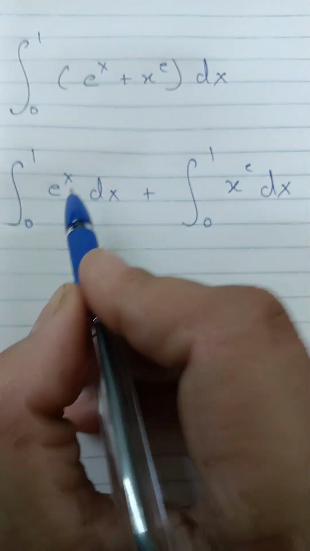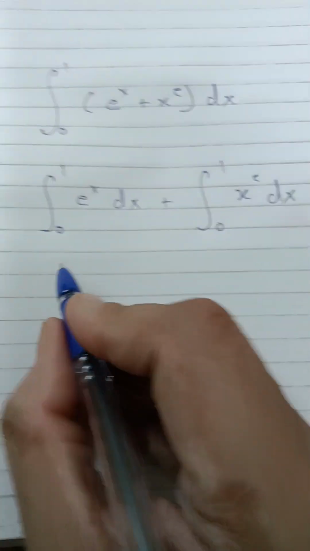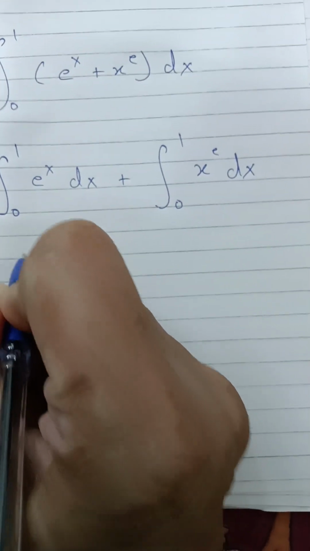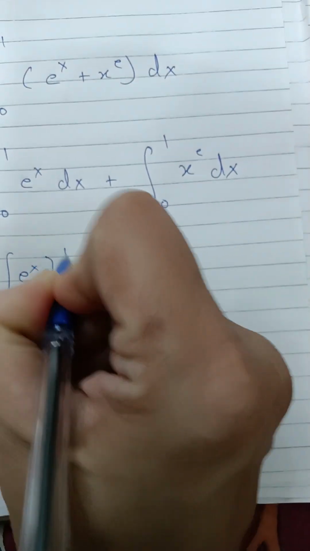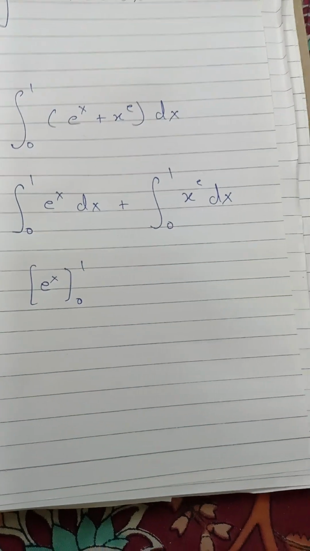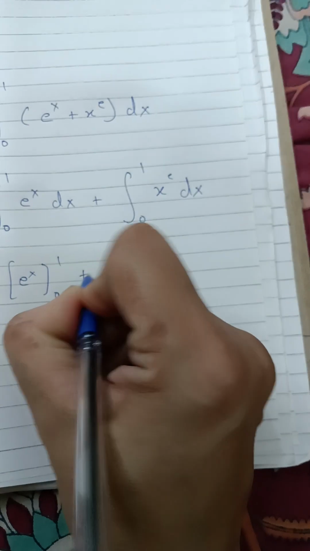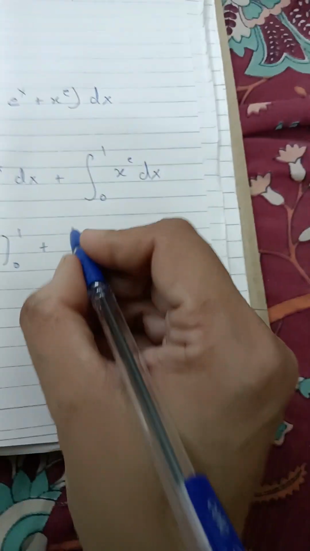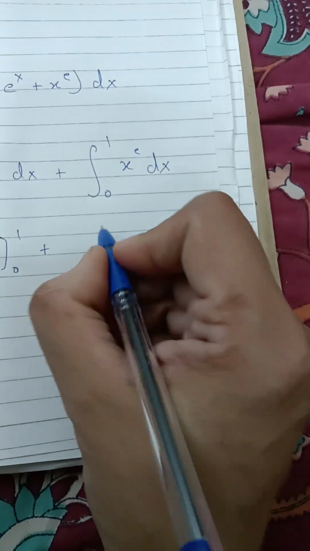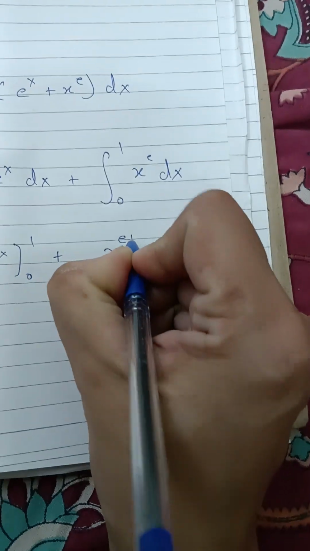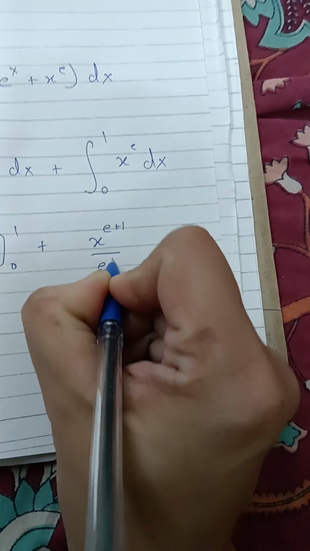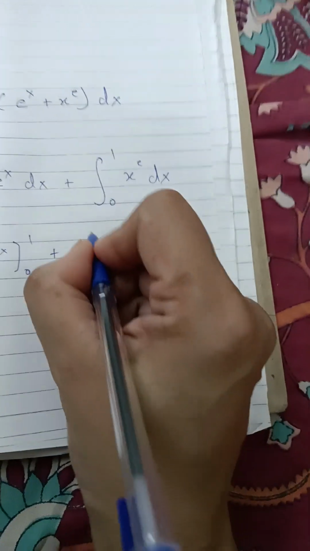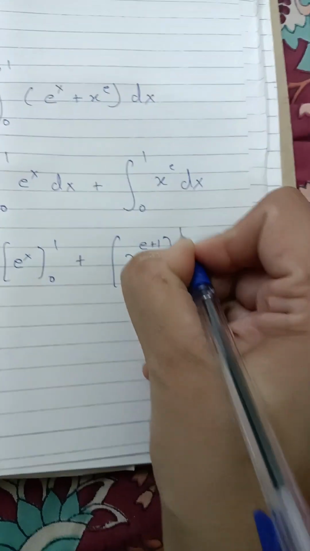Now, we know the integral of e raised to x is just e raised to x. So I'm going to write it from 0 to 1. And as you can see, e is a constant. So the integral of x raised to e will be x raised to e plus 1 upon e plus 1. Again, this is from 0 to 1.